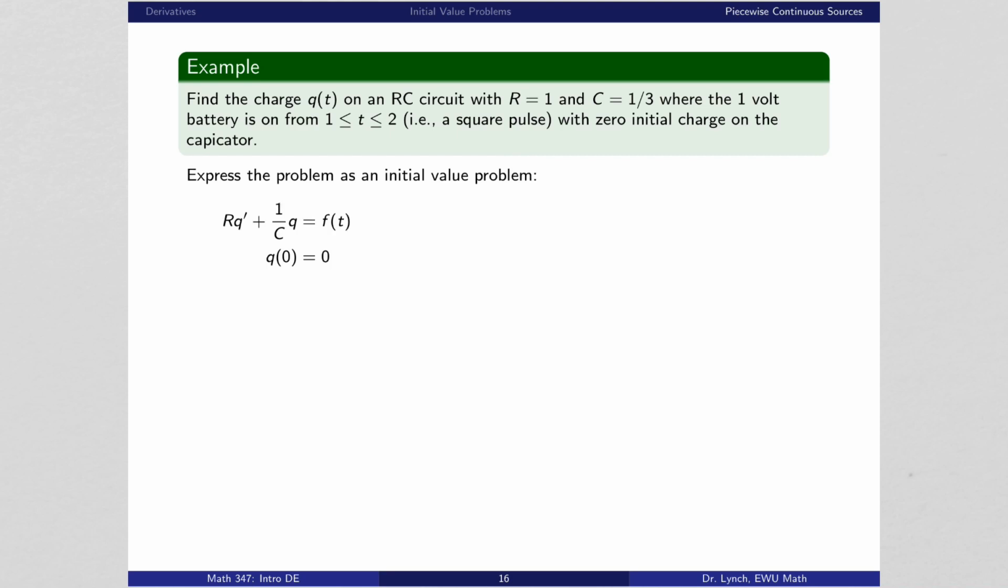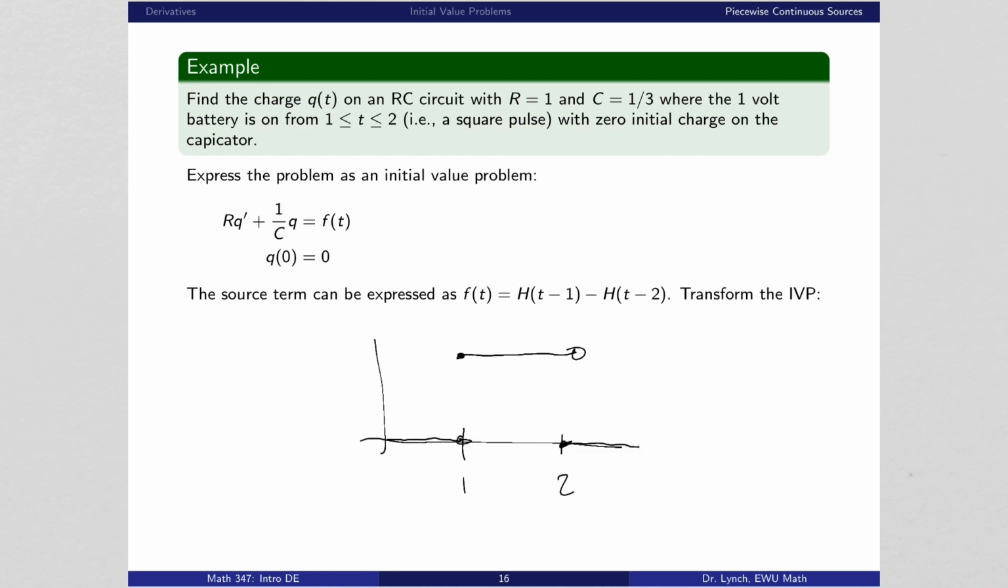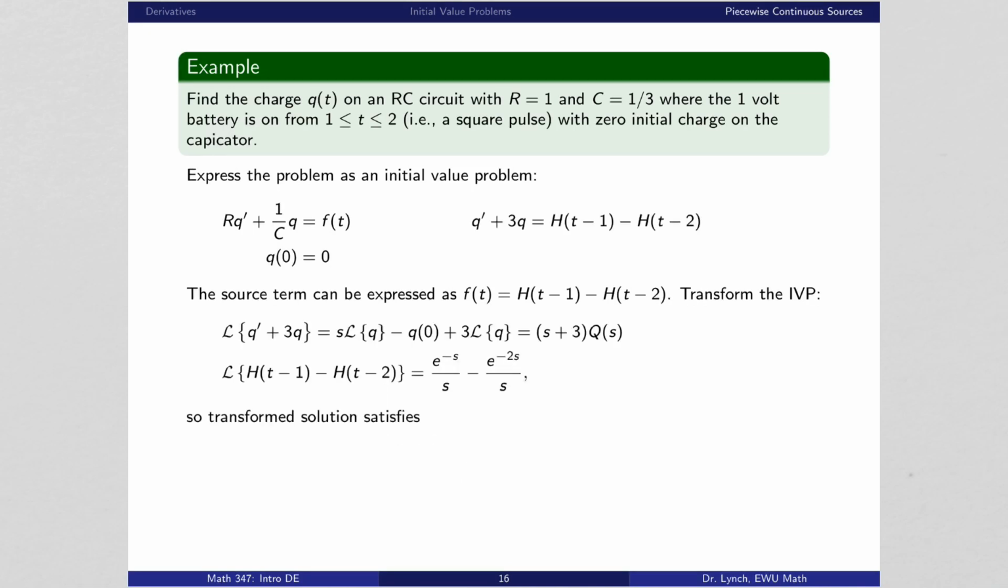Again, R Q prime plus 1 over C times Q is f of t here. f of t is the source or the battery, okay, where Q of 0 is given by 0. The source term, this square pulse, can be represented as a combination of Heaviside functions here. The square pulse is on at 1 from t equals 1 to t equals 2, and then it turns off. Okay, so we can go ahead and just proceed transforming the initial value problem using C equals 1/3, and f of t is the difference of those Heaviside functions.